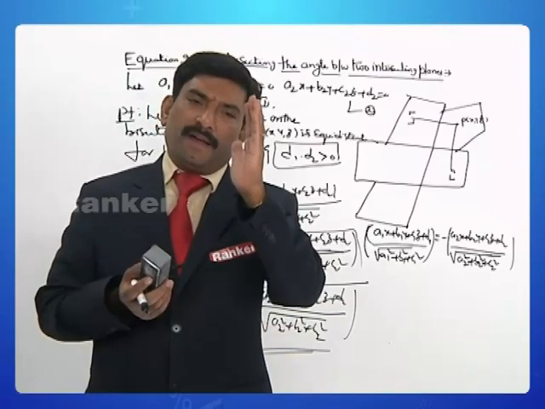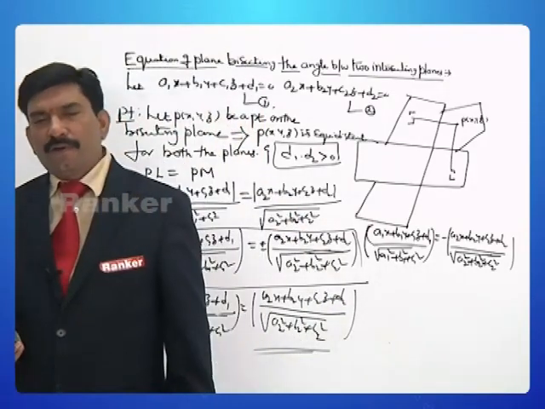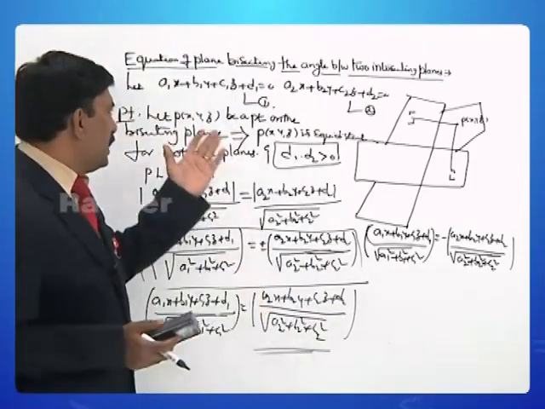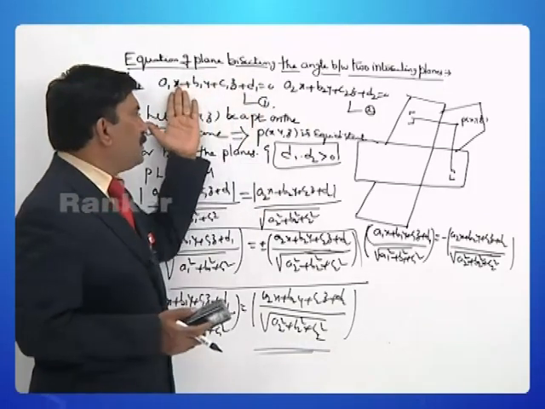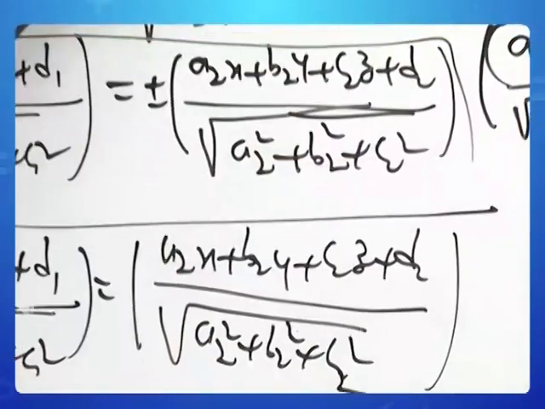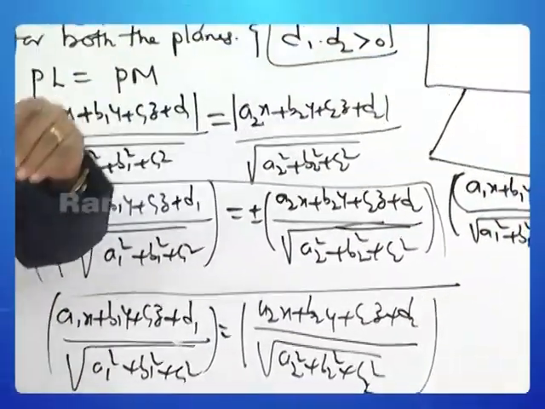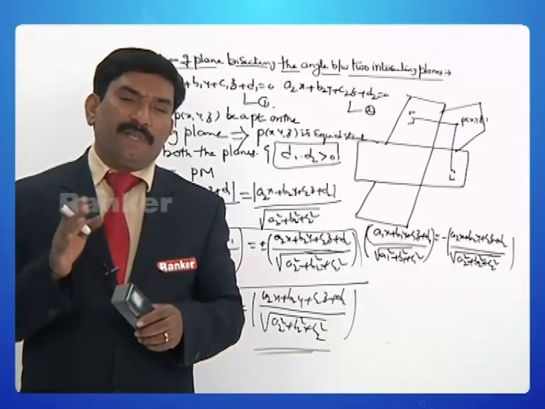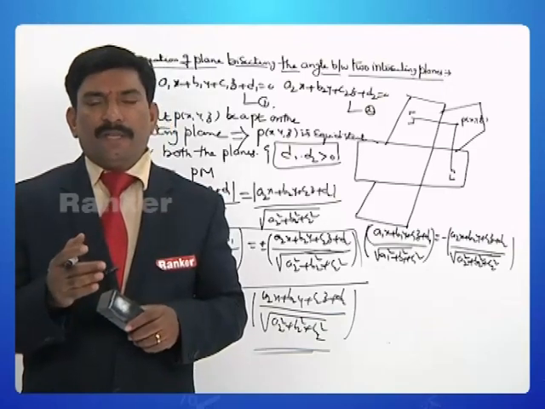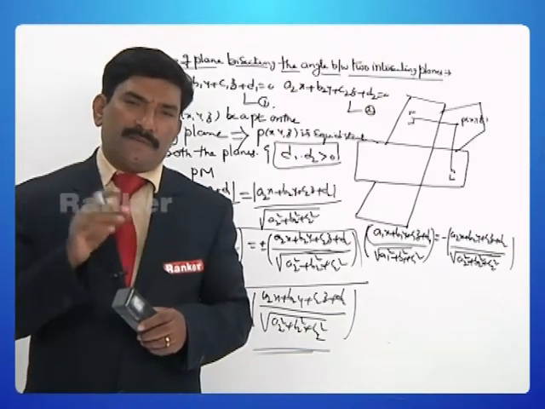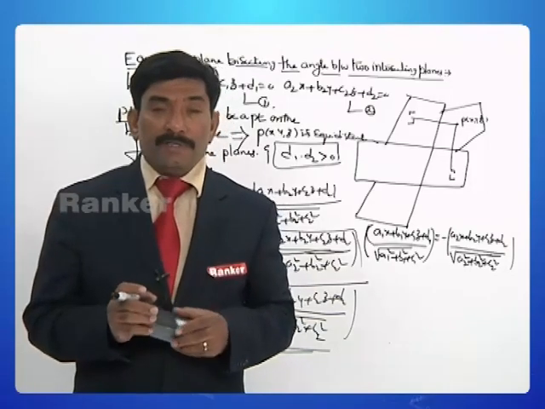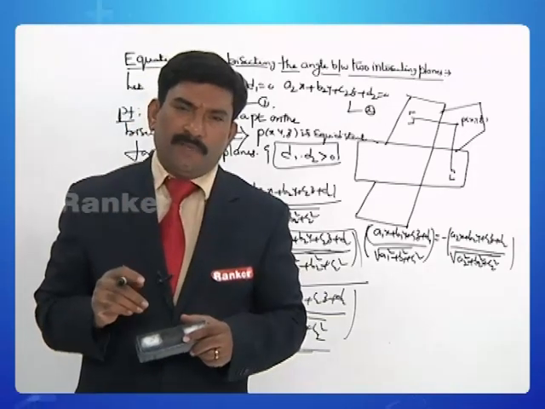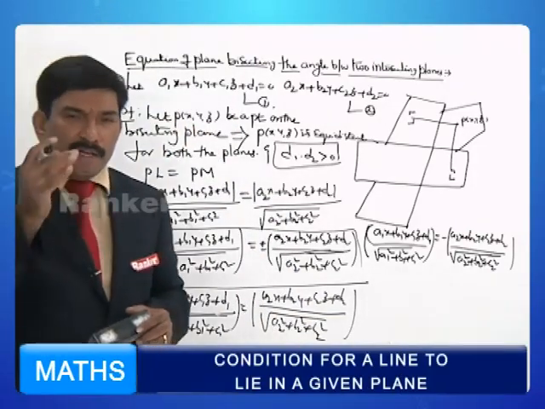Now the question arises: by giving two planes, say 2x plus 3y plus 4z plus 1 equals 0 and minus x minus y plus z plus 7 equals 0, these are the two planes. Find the equation of the acute bisector, or else find the equation of the bisector which contains the origin. Next, find the equation of the obtuse bisector. How to identify them? Let us discuss that in detail.